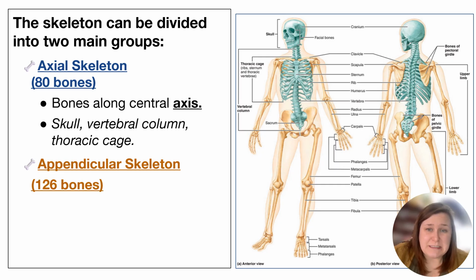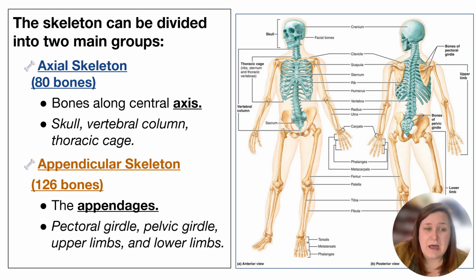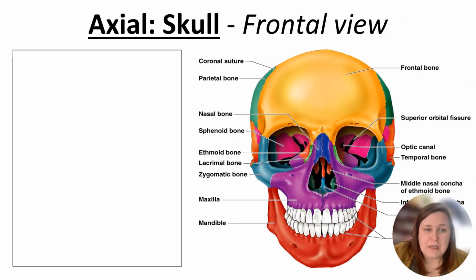We're also going to have an appendicular skeleton. This is going to be 126 bones. This is going to be made up of the appendages, the pectoral girdle, the pelvic girdle, and the upper limbs and lower limbs. So let's talk a little bit about our axial skull.